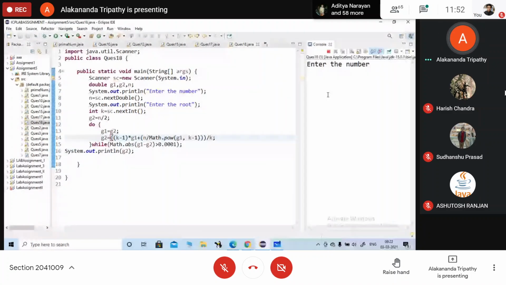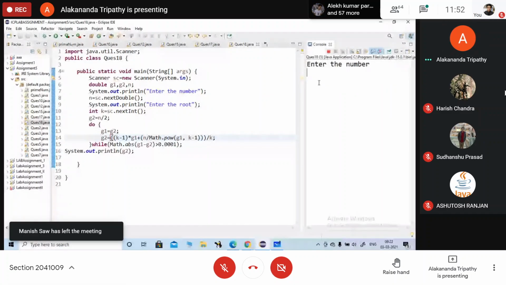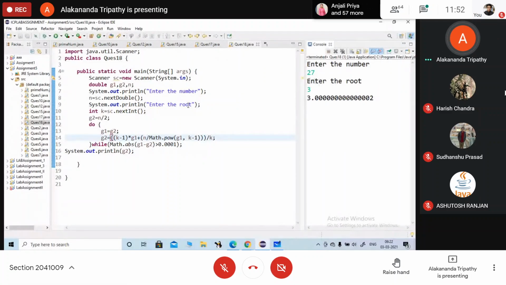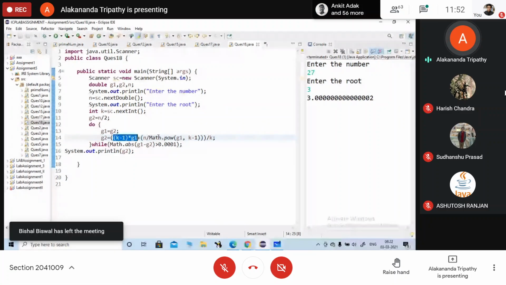Enter the root. Got the answer? Yes, ma'am. Enter the number 4. Here take the root as 2. 2 came. Now enter a number 27. Enter the root, here it is 3. So this will be k minus 1 into G1 plus n divided by G to the power k minus 1, whole divided by k. This one is the formula.